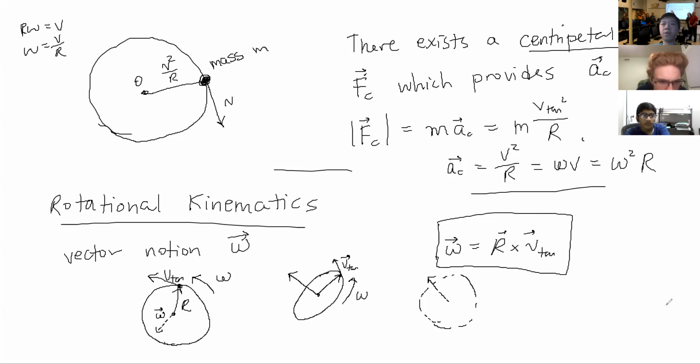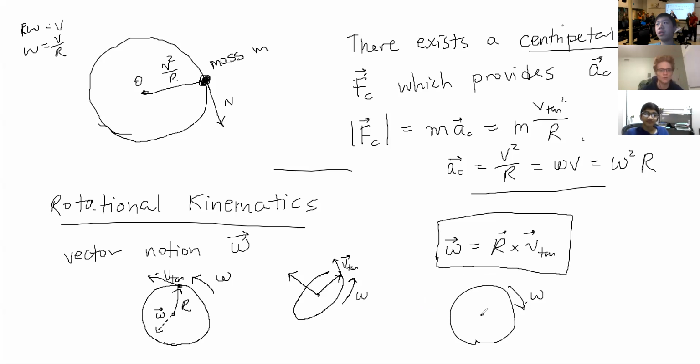And then similarly, if the thing were to be rotating in the other direction, which is this way, right? Then the angular velocity vector is going to be pointing into the page, right? And also, because of r cross v, the angle between r and v tangential is always going to be 90 degrees. So the magnitude of the omega vector is equal to v over r, which is omega.